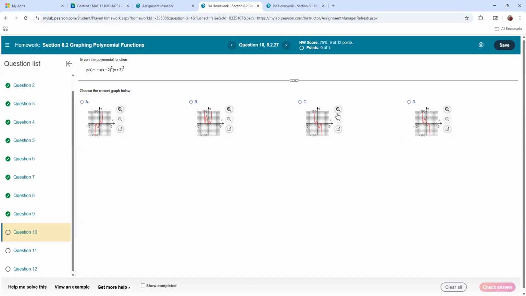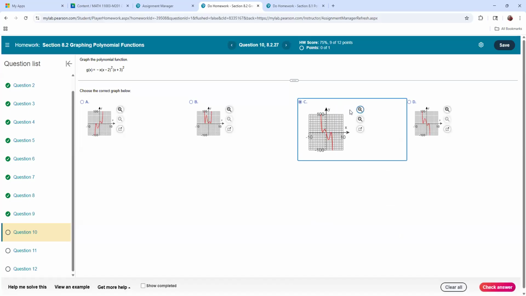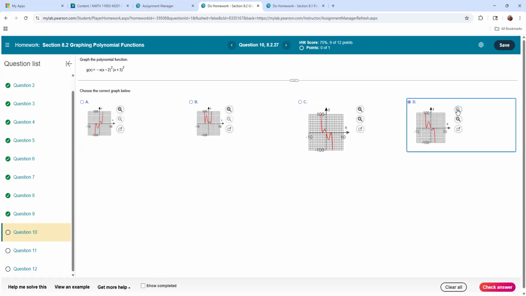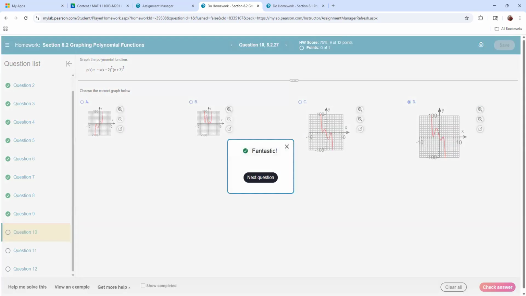So let's see, it's got to be C or D. So let's look. There's C and there's D. On the left side, it's touching at negative 3. Well, y'all, C is touching at negative 2. So let's look at D. D is touching at negative 3 over here, and at positive 2, which is what ours had to do. So we would pick D and check our answer.